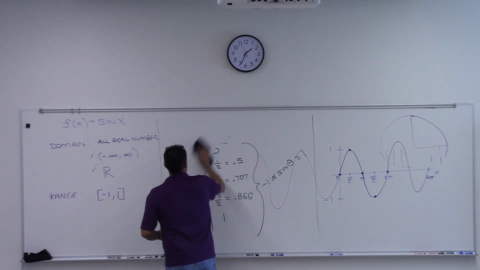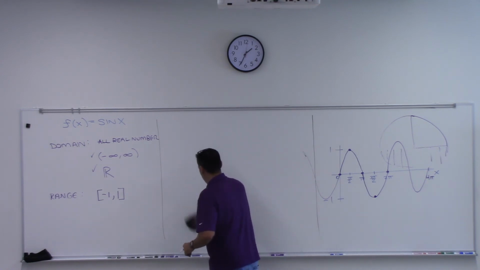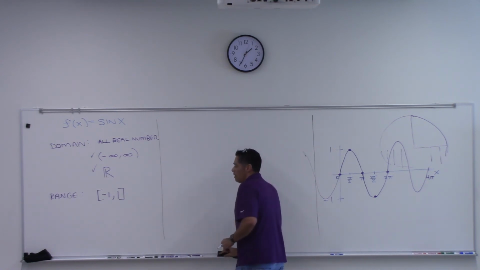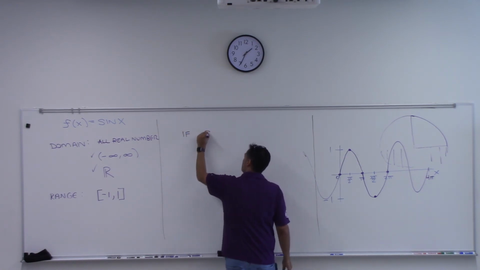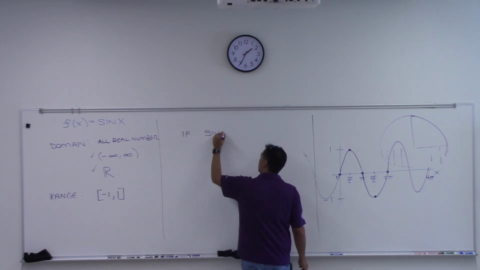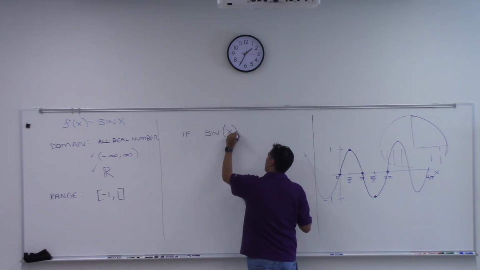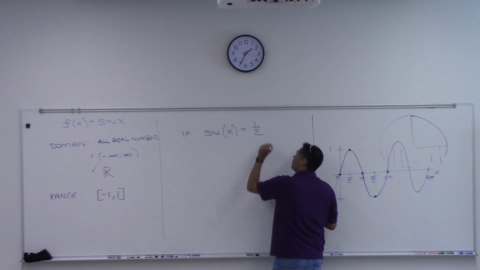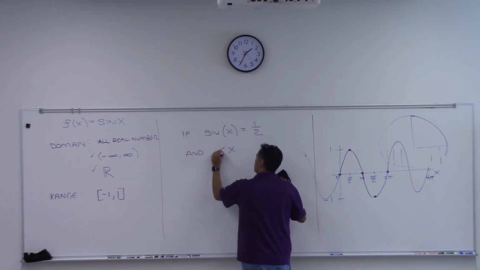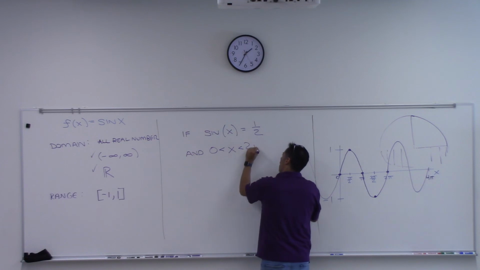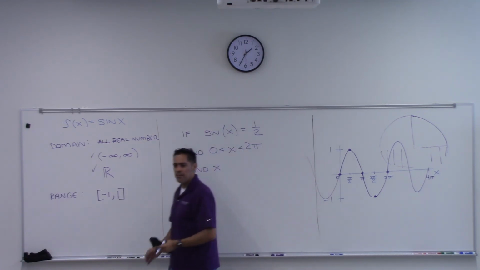So, let me ask you this. I'm trying to get ahead of ourselves a little bit. If sine of some angle x equals 1/2, and I tell you that that x is between 0 and 2 pi, can you find me the x that I'm talking about?